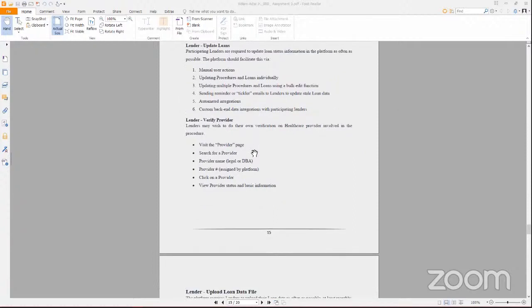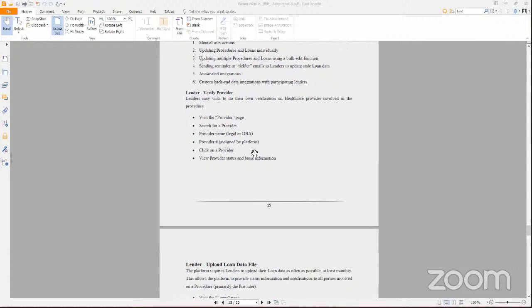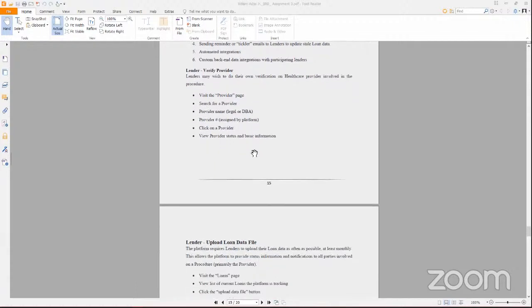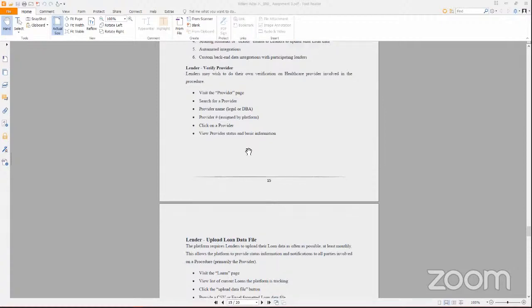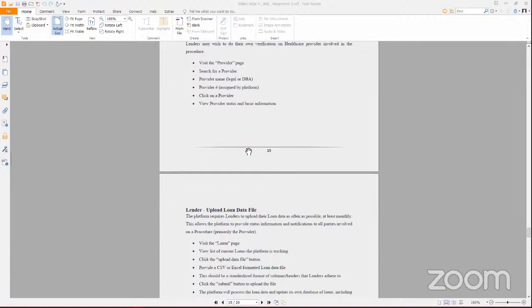We also have the lender feature, where as a lender, you could also verify the healthcare provider. So as a lender, you can do your own verification on the healthcare provider involved in the procedure. So you can also visit the provider page. You search for provider. You click on the provider, and then you view their basic information.